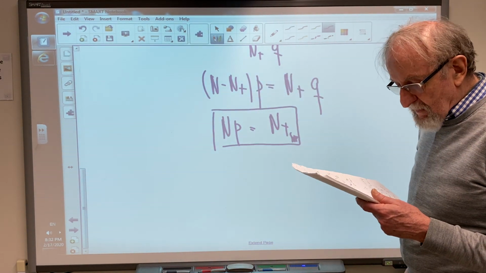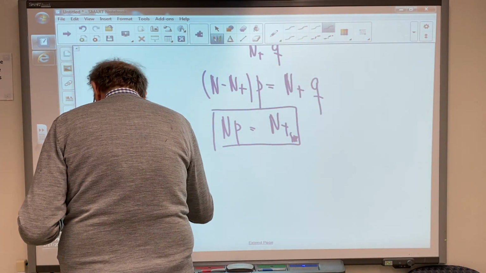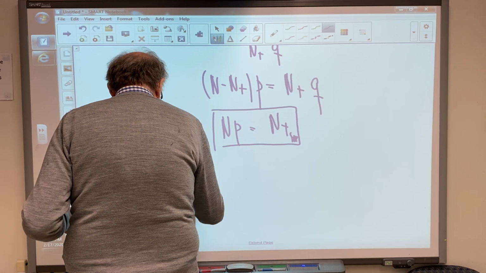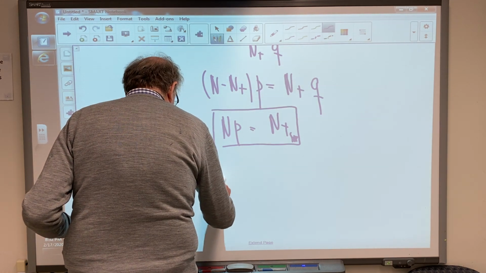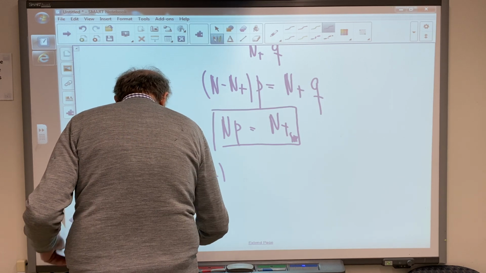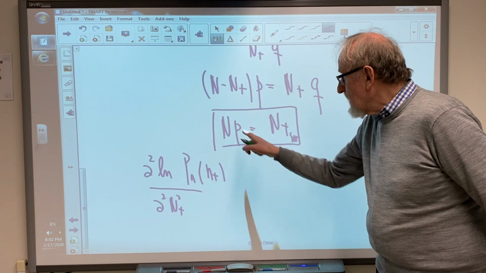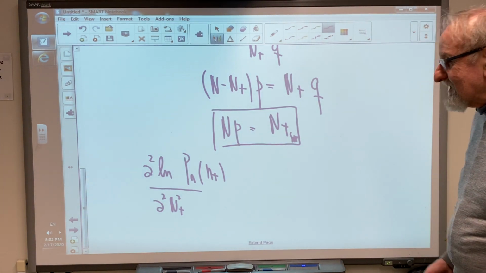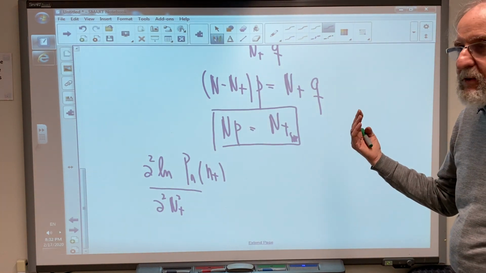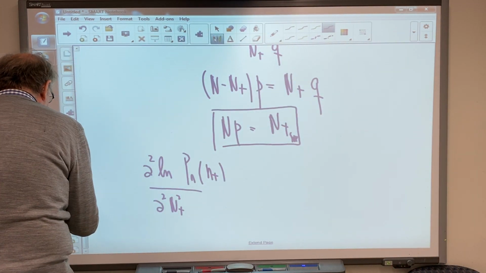And now the other thing I need is the second derivative of the logarithm of Pn of n plus with respect to n plus twice, precisely at the value np. But now that's easy, because the first derivative I calculated. I have to derive once more, and now it's a very trivial derivative.